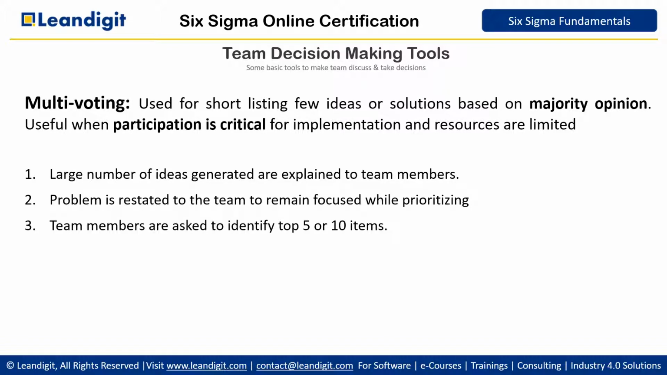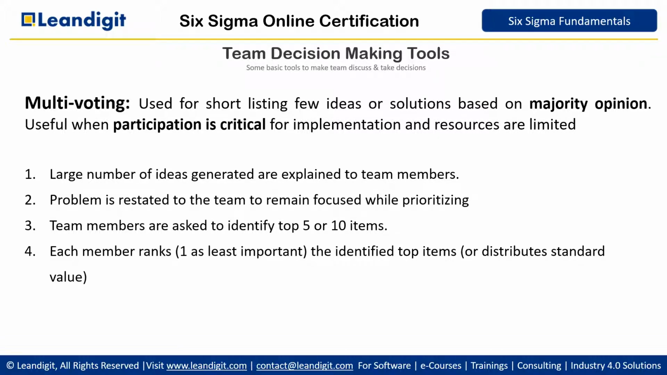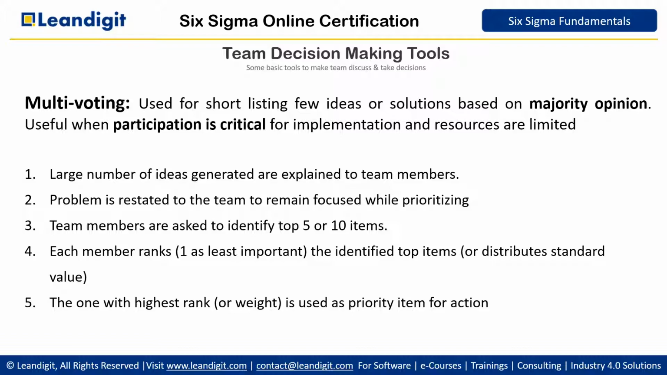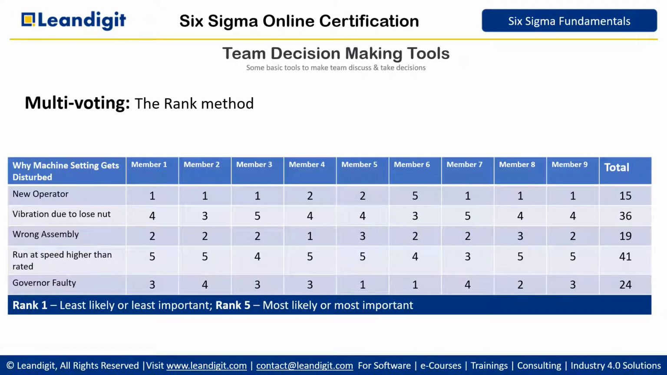Team members are asked to identify the top 5 or 10 items, and then each member ranks one as least important and identifies top items, or distributes a standard value to give weight to each idea. The one with the highest mark, rank or weight is used as the priority item for action. Let us try to understand this by practical examples, first by the rank method.